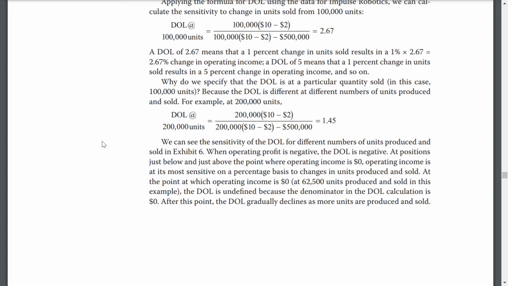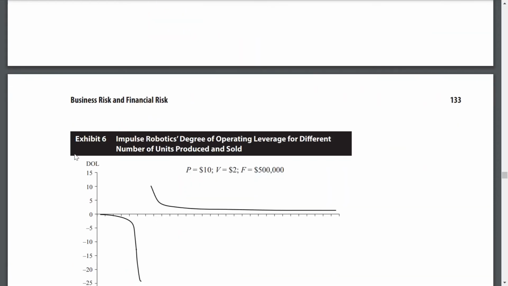We can see the sensitivity of DOL for different numbers of units produced and sold in Exhibit 6. When operating profit is negative, the DOL is negative. The DOL is highest in absolute value just below and just above the point where operating income is $0. Operating income is at its most sensitive, on a percentage basis, to changes in units produced and sold at the point at which operating income is 0. The DOL is undefined there because the denominator of the DOL calculation is 0. After this point, the DOL gradually declines as more units produced are sold. So that's the graphical illustration.